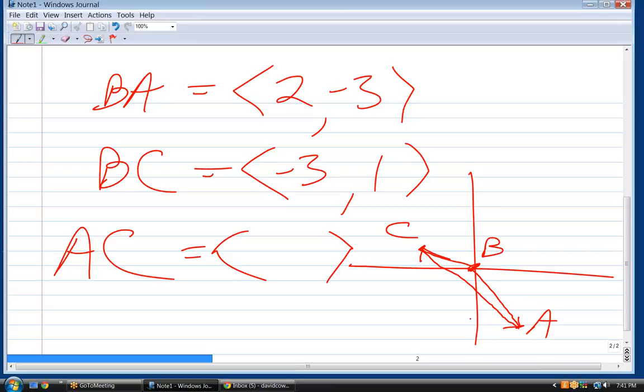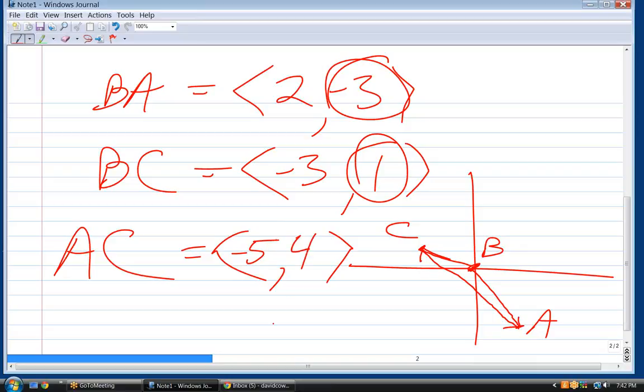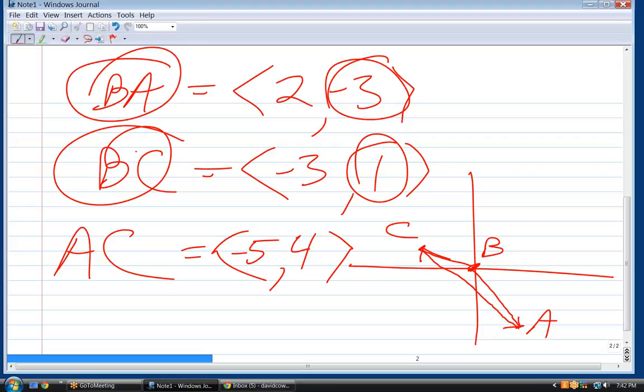Okay. So AC has to go 5 units to the left. Well, how do I get that -5? It's -3 minus 2. How far up do I have to go? That would be up 4. Right? And I get that by doing that minus that. So AC is the subtraction of the two vectors, but it's BC minus BA. Okay.